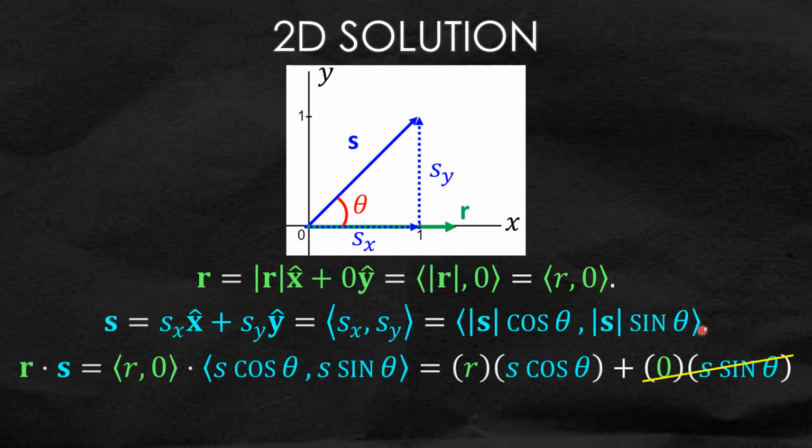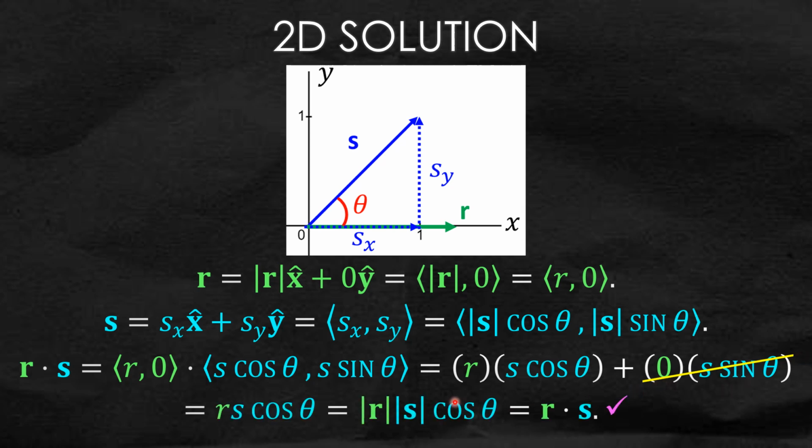And so if we're taking the dot product via the equation 1.7 from the algebraic perspective, we see that r, 0 and s cosine, s sine, dotted: r goes with s cosine, and 0 goes with s sine. But with 0, that component cancels out, so we can get rid of it. And thus, we simplify it down to the dot product r dot s is equal to rs cosine theta, which is equal to magnitude r, magnitude s with cosine. But this is the exact geometric definition.